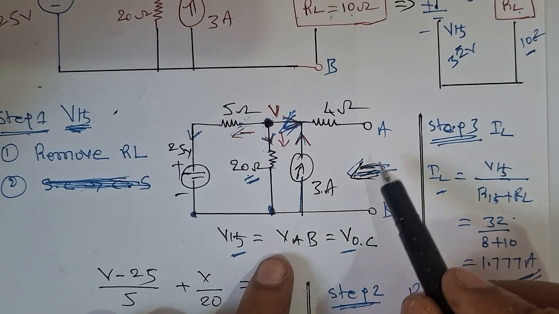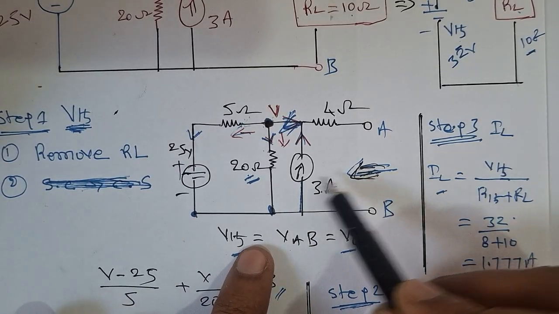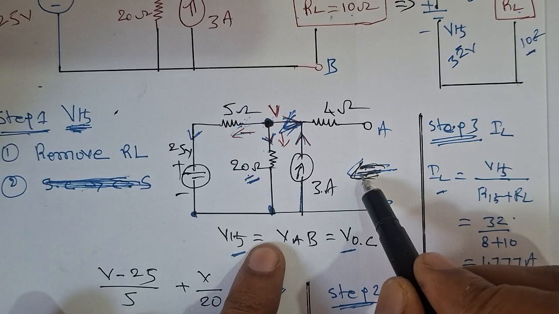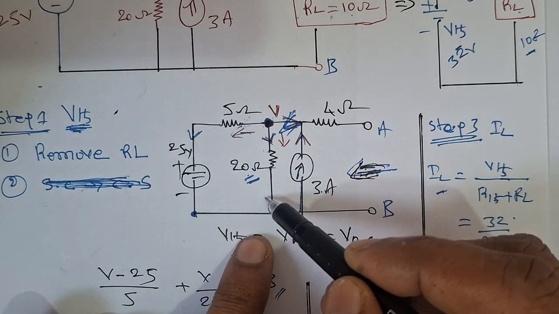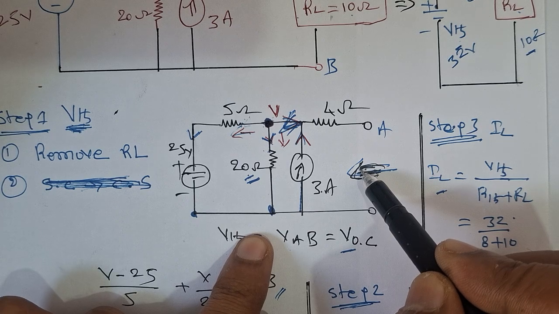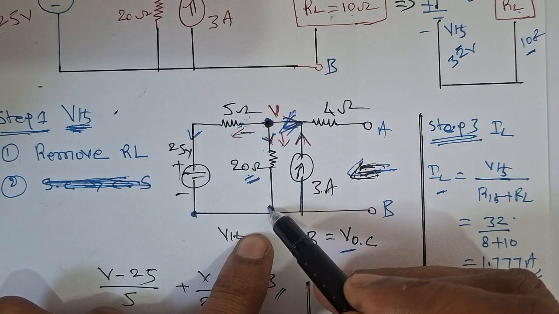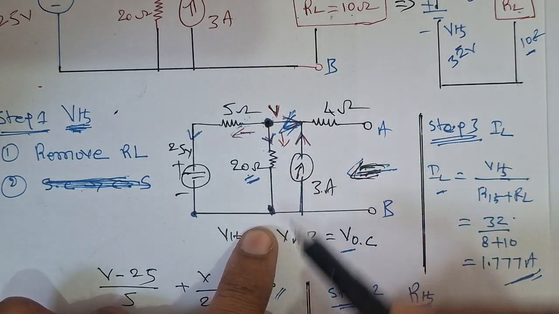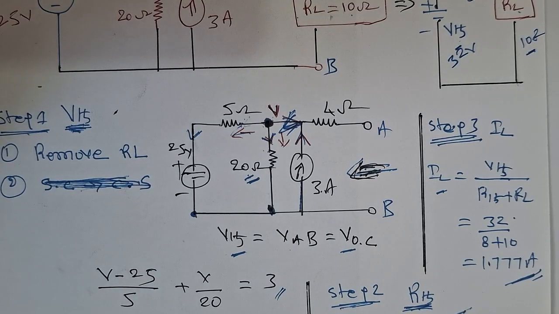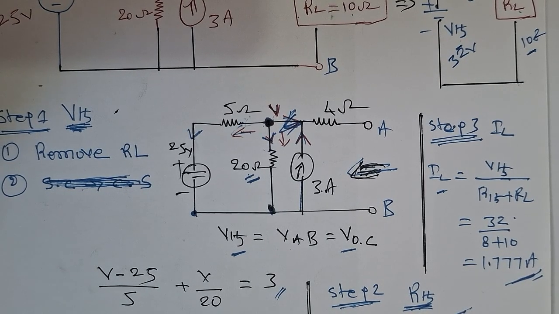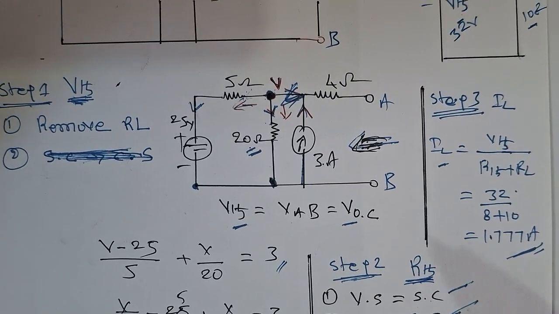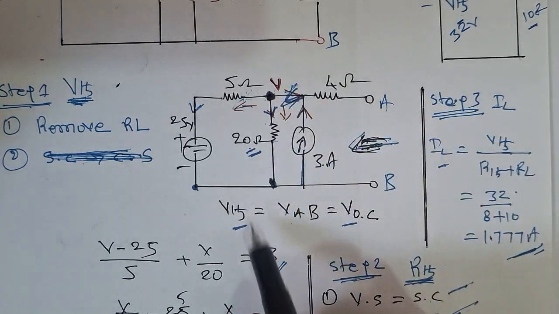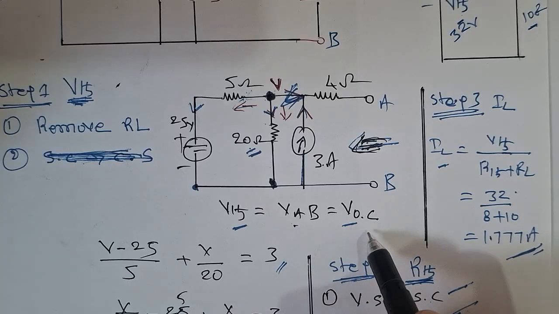So VTH is nothing but the voltage across the nearest branch of the load resistance. If you look from this side, what's the nearest branch? This 20 ohm resistor is the nearest branch to the load resistance. So if you find the voltage across this resistor, that will become VTH. To find the voltage across this, we have many procedures, many solutions. You can take nodal analysis by using Kirchhoff's laws, and so you can find the voltage across this one. So VTH is equal to VAB, that is VOC.